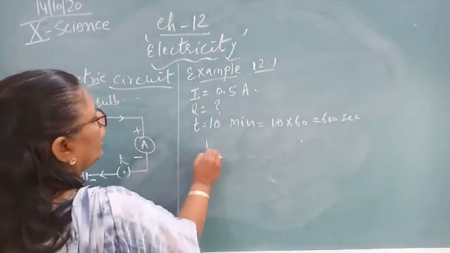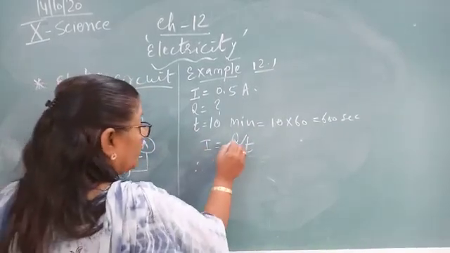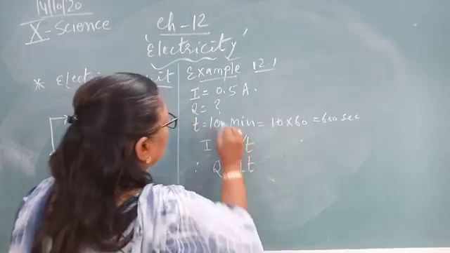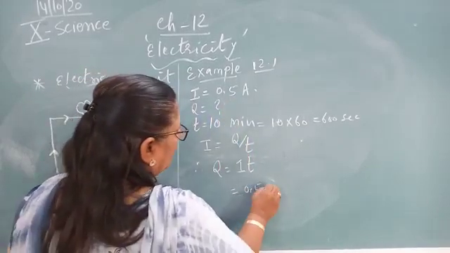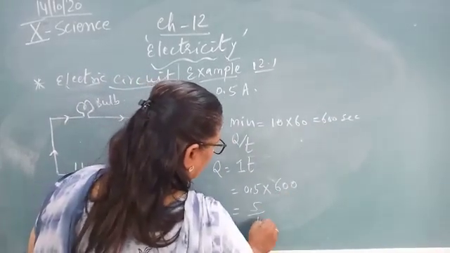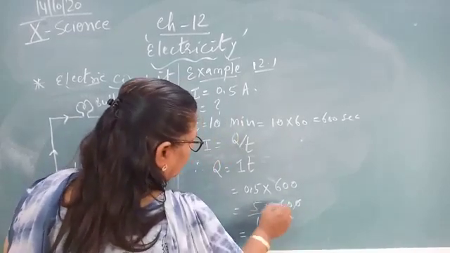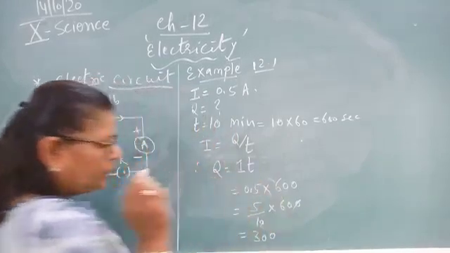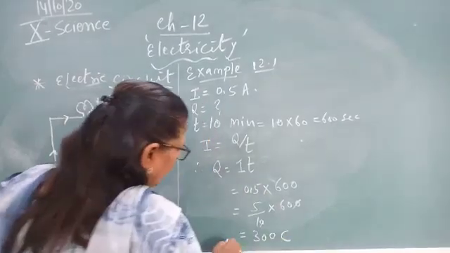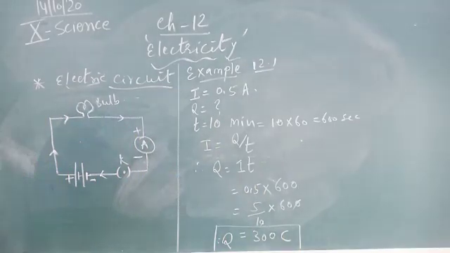Then what is the formula you know? I is equal to Q upon T. Q is the charge, and here we have to find Q. So Q is equal to I into T. Now put the values: I is 0.5 and T is 600. So it will be 5 upon 10 into 600. The zeros cancel out, 5 sixes are 30, so 300. And what is the unit of the charge? That is coulomb. So the answer is 300 coulomb.